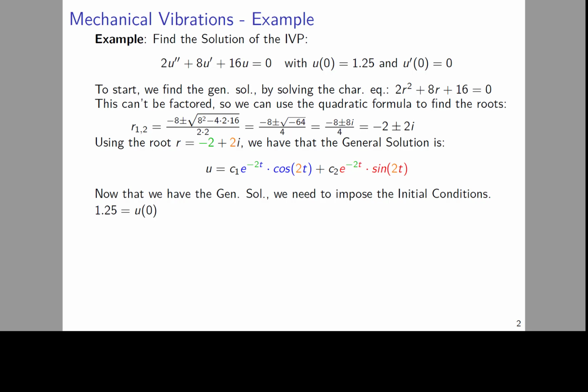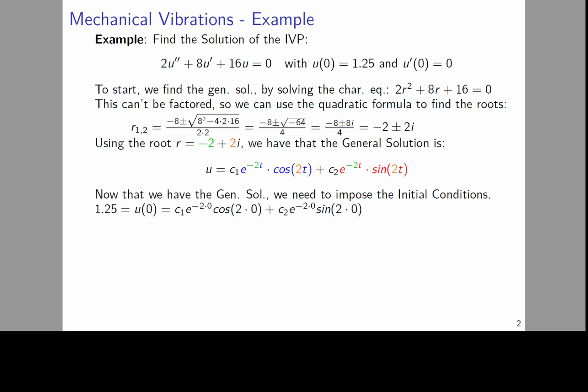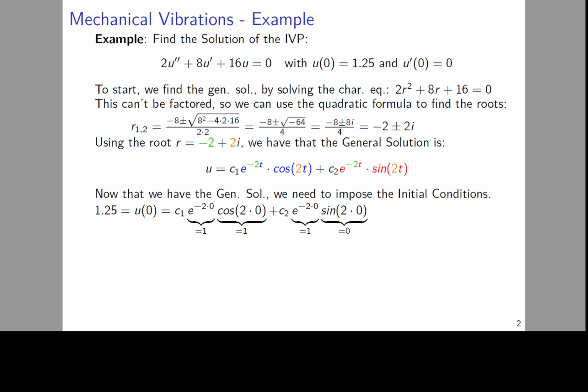Using that u of 0 is 1.25, while on the other hand, it's c1 times e to the negative 2 times 0 times cosine of 2 times 0 plus c2 e to the negative 2 times 0 times sine of 2 times 0, where cosine of 2 times 0 is just 1, and sine of 0 is 0, and our exponentials e to the negative 2 times 0 are also 1. So the right-hand side simplifies to just c1, leaving us with c1 equals 1.25.